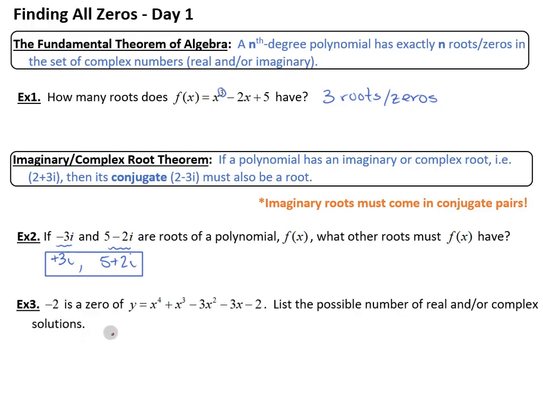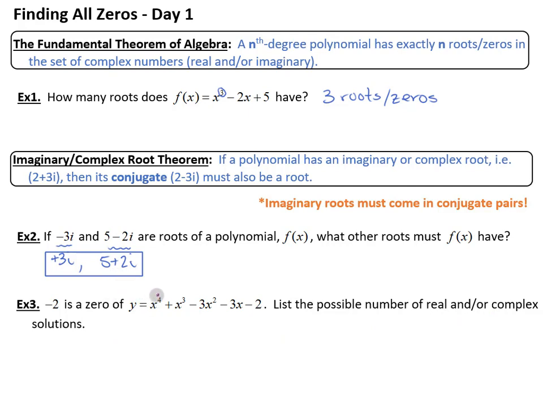Okay, lastly here, let's combine a couple of these theorems. It says negative 2 is a 0 of this polynomial. It looks like we have a 4th degree polynomial here with 5 terms, right? List the possible number of real and/or complex solutions. Ooh, okay, so this is interesting.